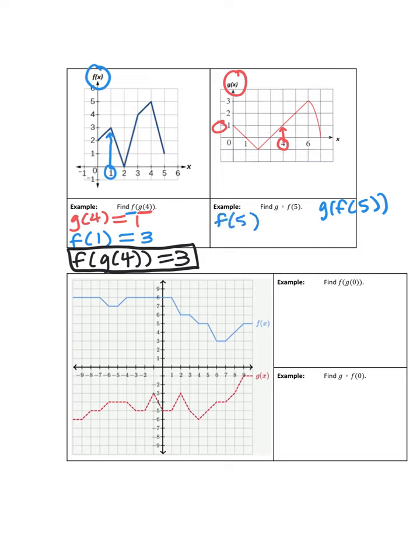So I'm going to go to the f graph. I'm going to look for 5 as my input, and I'm going to follow it up. That has an output value of 1. So now I'm going to use that output value of 1 in g of x. So g of 1 is equal to, here it is, 0. So my final answer of g of f of 5 is equal to 0.